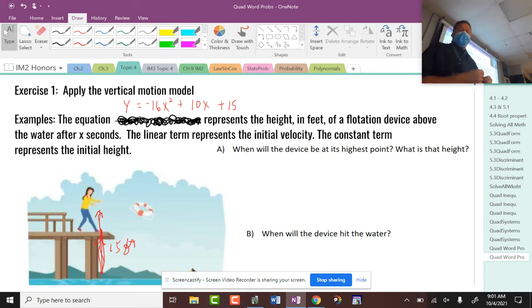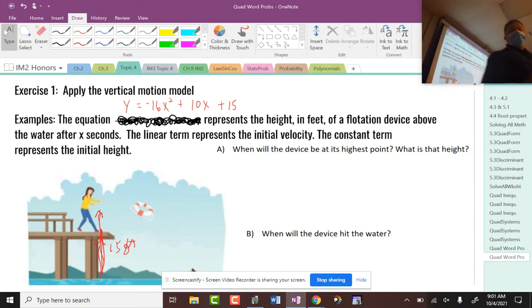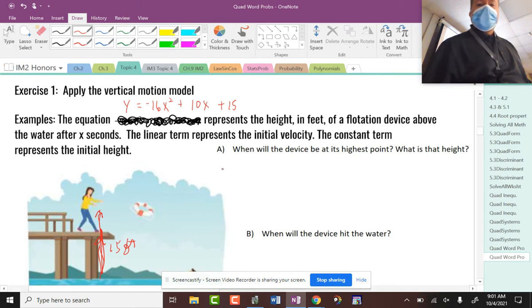Okay. All right, and hopefully you can see that first question in small writing. When will the device be at its highest point? What is that height? Okay, what do I have to find for this parabola in letter A? You've already done this. 3, 2, 1, go. Vertex. And if you don't know negative b over 2a, you're doomed.